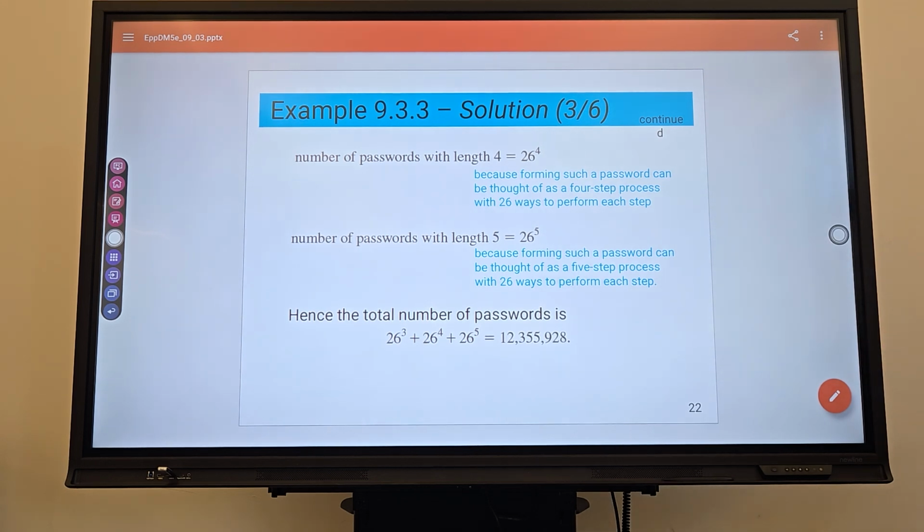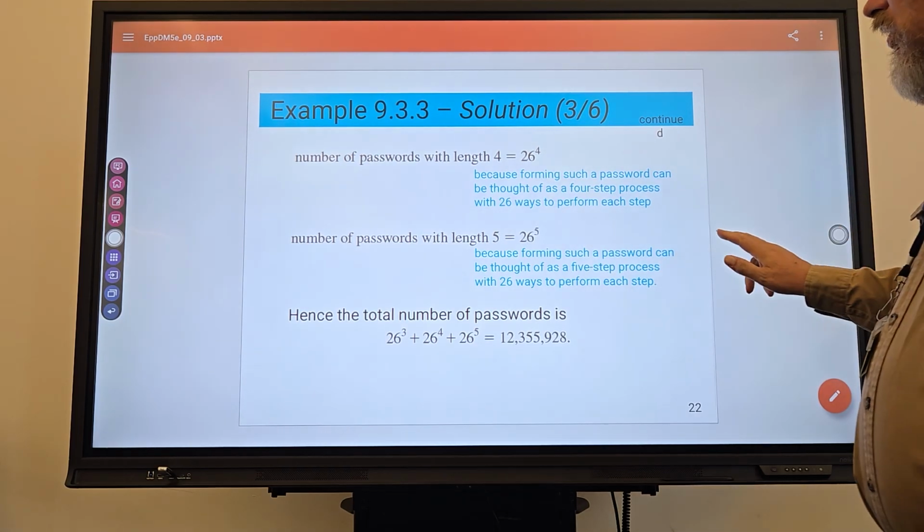Not very many when you think about it in terms of computers. You'd be able to write a simple program that goes through all 12 million pretty quickly and crack the password, so not too terribly secure here.